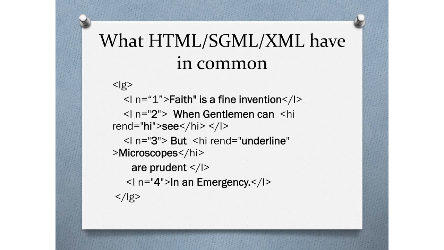They use tags or elements. In this case, you can see line group and line as elements. And there is specialized software that interprets those tags, either for display and/or search, retrieval, and analysis. All these markup languages use attributes, and you can see it here, line, in fact, the attribute is number 3 or number 2, and these attributes further delineate specific features of text.